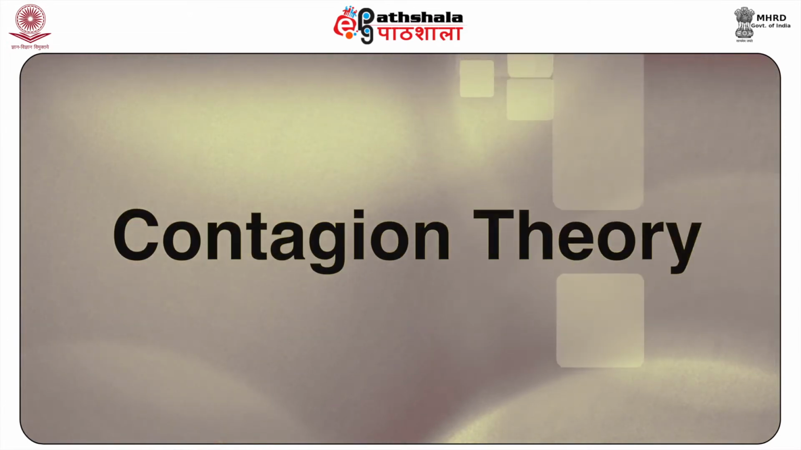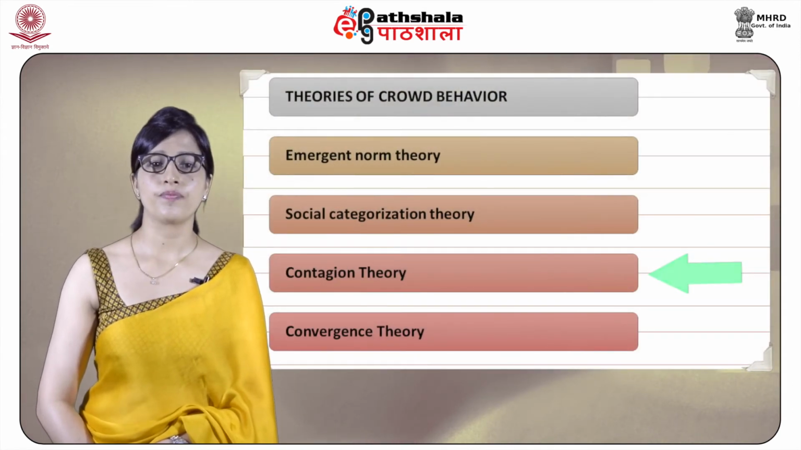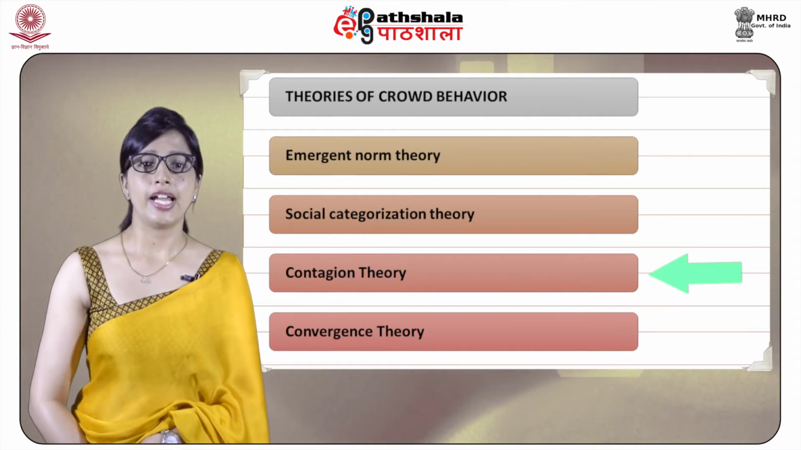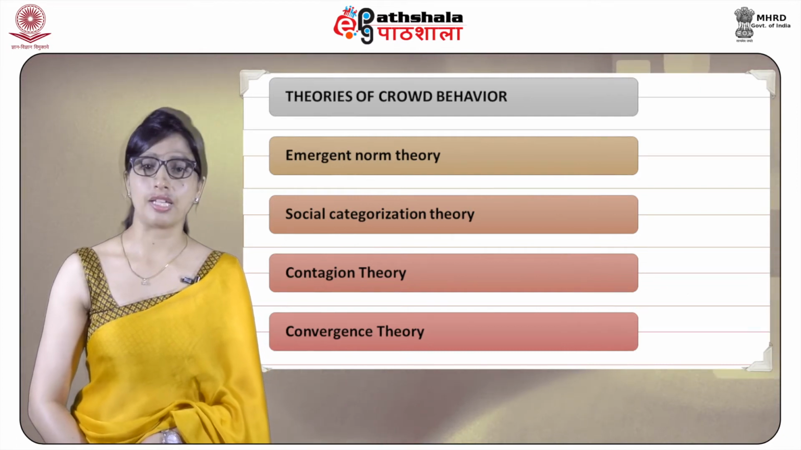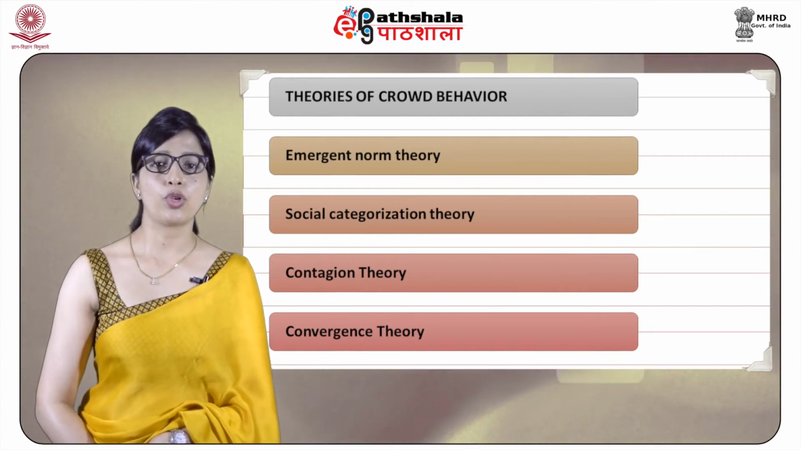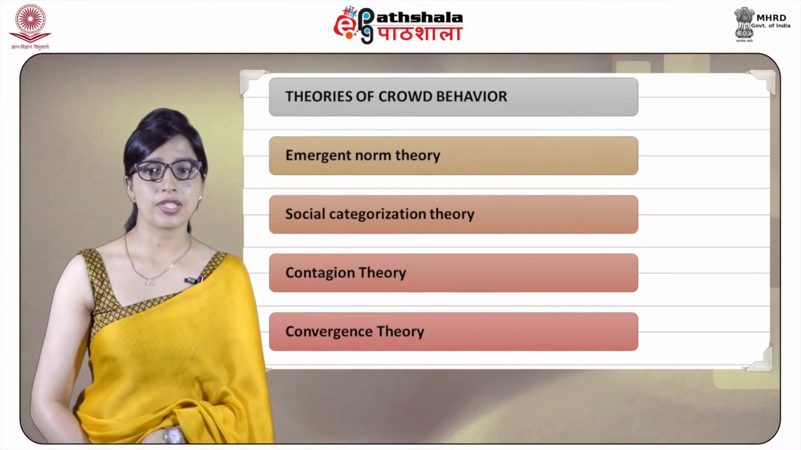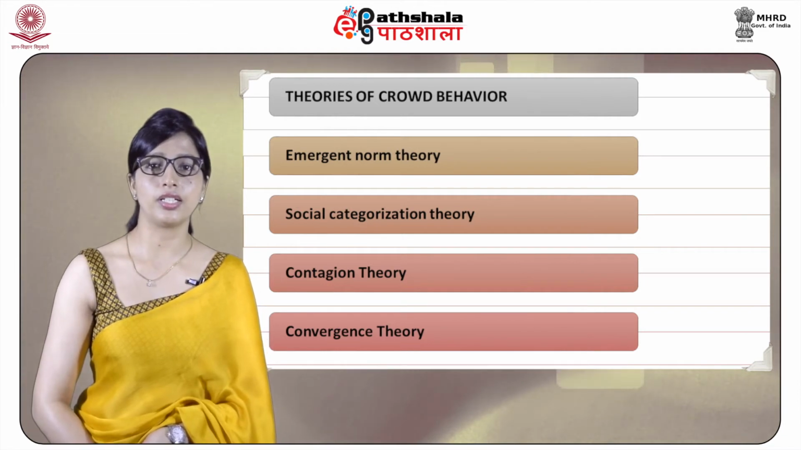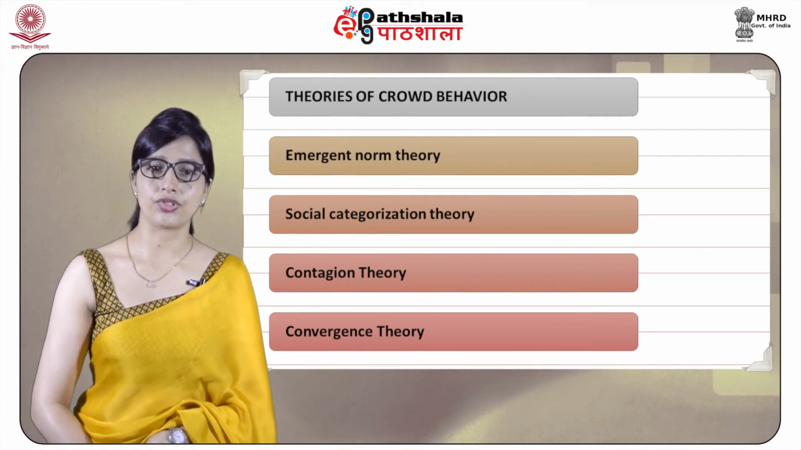Next is contagion theory. Contagion theory was developed by French scholar Gustave Le Bon in his influential 1895 book, The Crowd: A Study of the Popular Mind. Like many other intellectuals of his time, Le Bon was concerned about the breakdown of social order that was said to have begun with the French Revolution a century earlier and to have continued throughout the 19th century.